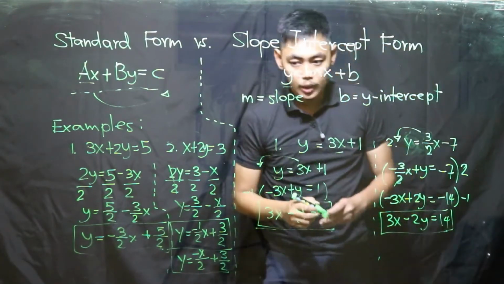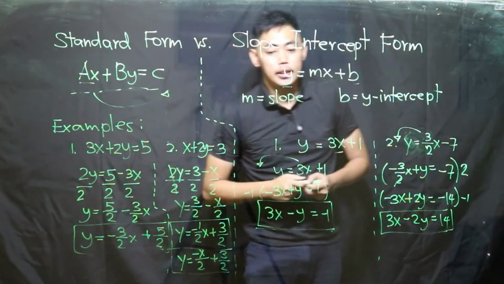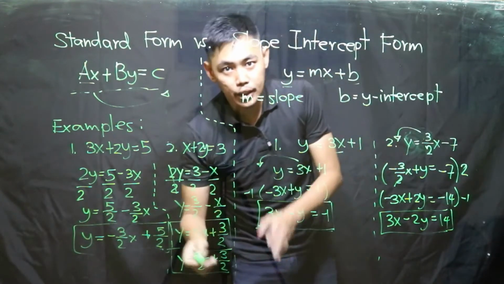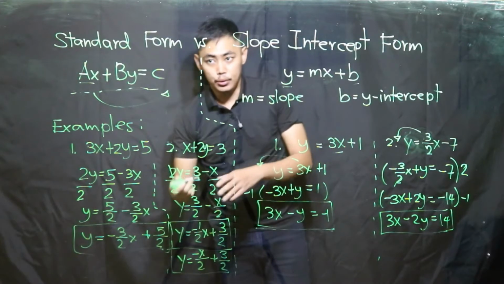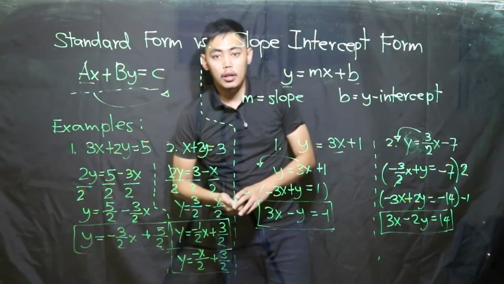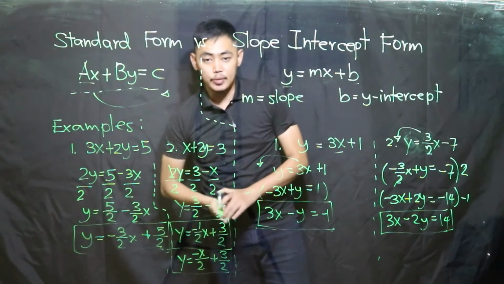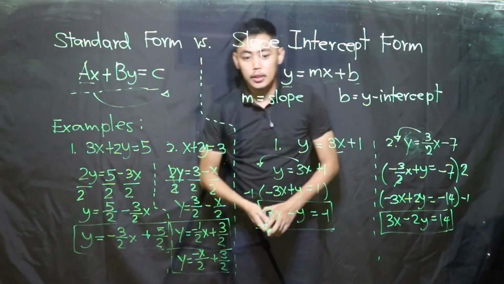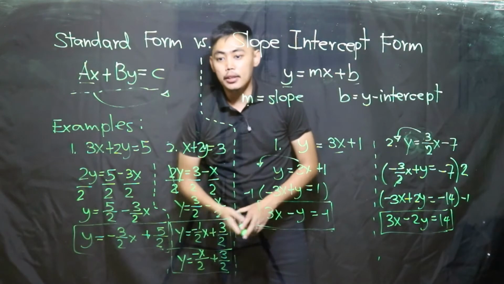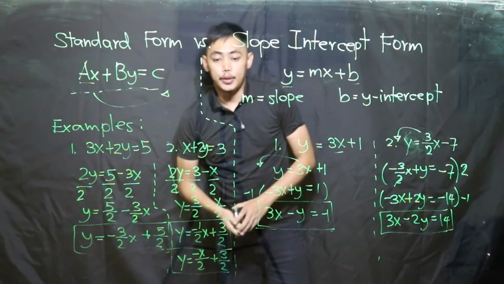Alright. So that's it. That's our lesson for today. So changing standard form to slope-intercept form and back to standard form. So hopefully you understand something from this video. If there are some confusions, you can rewatch this to fully understand, or you can look up online for more resources.